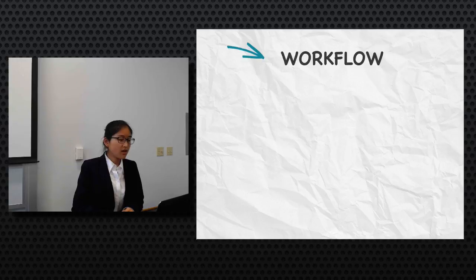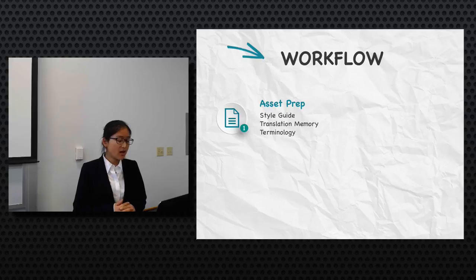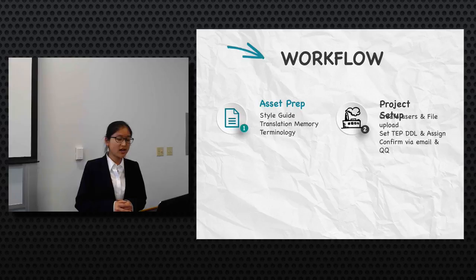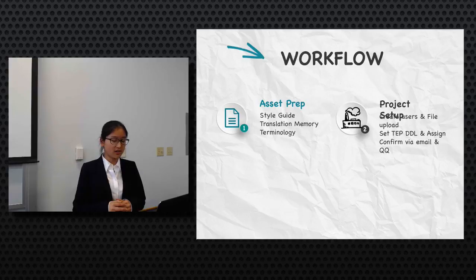The basic workflow for this project is this. Because our colleagues mentioned that this is the first time for our clients to do localization, they don't have any linguistic assets like style guide, translation memory, and terminology. So the first step for us is to help them to build these assets. And then we go to SmartCat to set up our project. We created our users and uploaded the files and set the TEP deadline and assigned the task to our vendors.